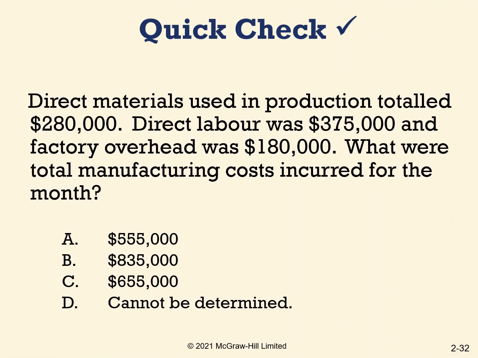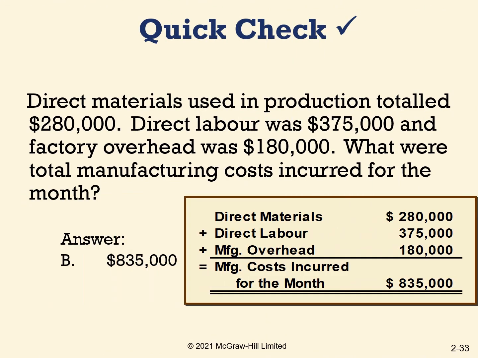All right, so our next question is, direct materials used in production totaled 280,000. Direct labor was 375,000 and factory overhead, or manufacturing overhead, was 180,000. What were the total manufacturing costs incurred for the month? And our answer is 835,000. As we know, manufacturing cost is the same as our product cost, which is made up of all of our direct materials at 280, all of our direct labor at 375, and all of our manufacturing overhead at 180, for a total manufacturing cost for that month of 835.